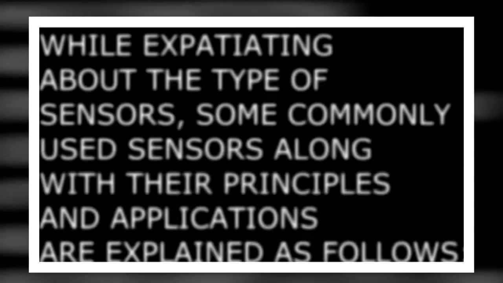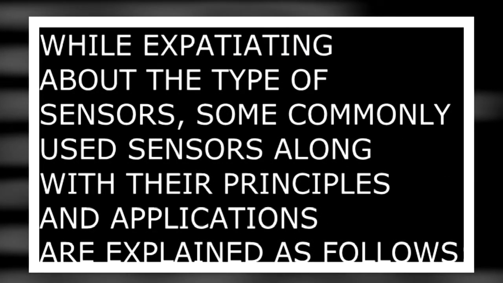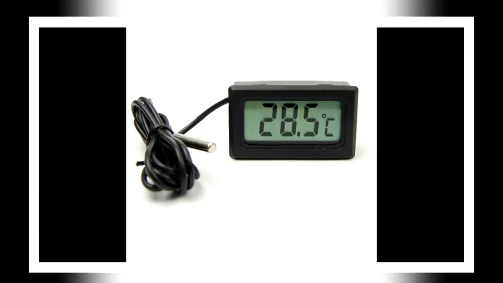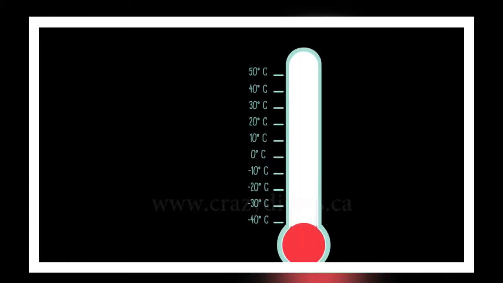When expatiating about the types of sensors, some commonly used sensors along with their principles and applications are explained as follows. 1. Temperature sensors. This device collects information about temperature from a source and converts it into a form that is understandable by another device or person. The best illustration of a temperature sensor is the mercury in glass thermometer. The mercury in the glass expands and contracts depending on the alterations in temperature. The outside temperature is the source element for the temperature measurement. The position of the mercury is observed by the viewer to measure the temperature.